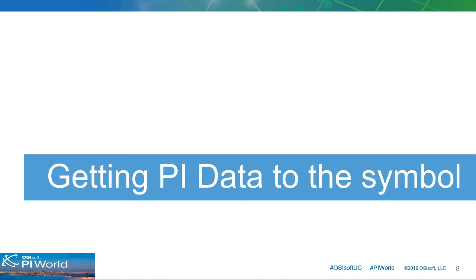Yes? Can you connect your symbols to data other than Pi tags? So the question was, can you connect your symbols to things other than Pi tags? And the answer is yes. If you can make a request to it from your symbol, from your JavaScript file, you could get data from other data sources. So I have a couple of slides here on making HTTP requests to, in my case, the Pi Web API. But if you could make an HTTP request to some other web resource, you could get data from that as well.